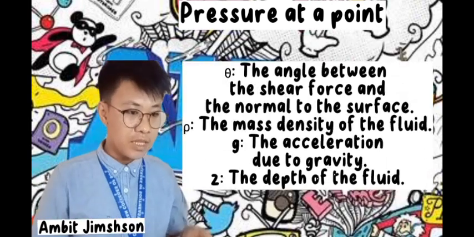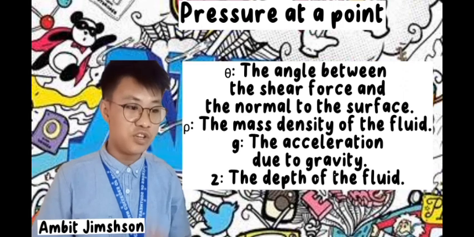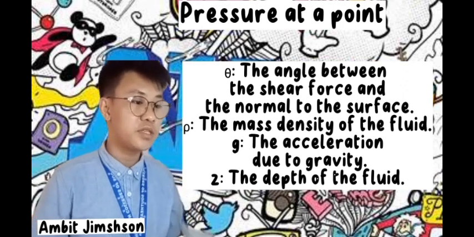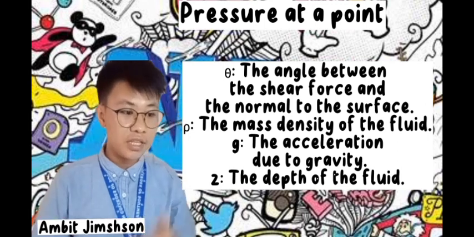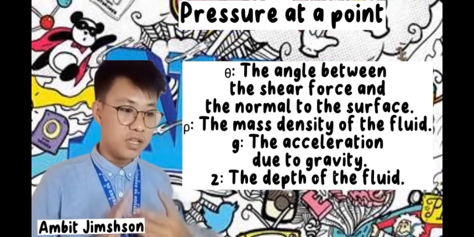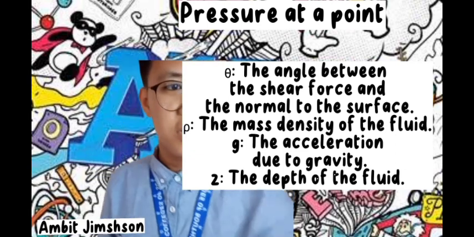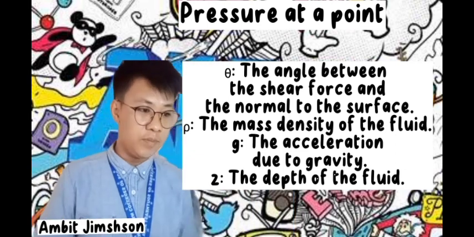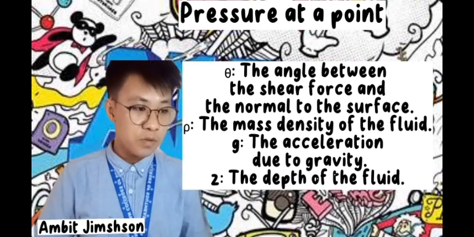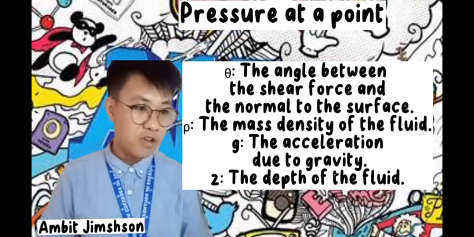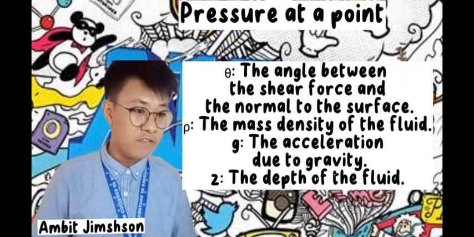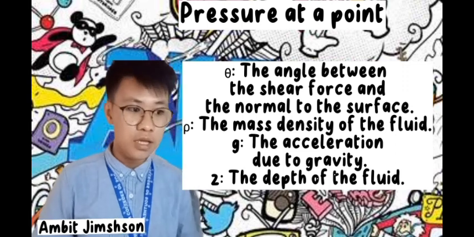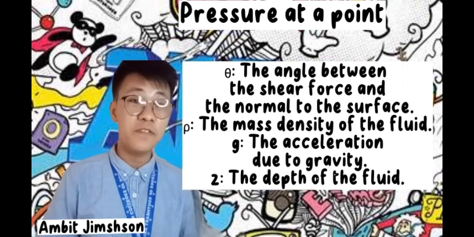Now, theta is the angle between the shear force and the normal to the surface. So this is the angle between the shear force and the line that is perpendicular to the surface. Okay, now, rho is the mass density of the fluid. We already know that. g is the acceleration due to gravity. And lastly, z is the depth of the fluid.